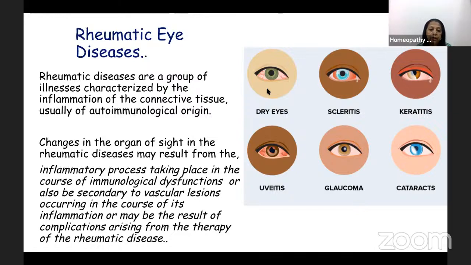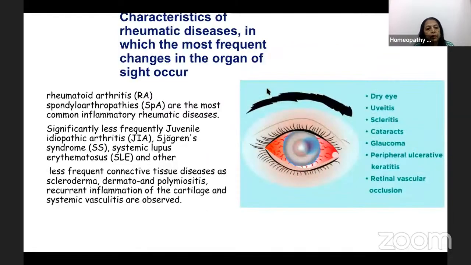Now, what are the inflammatory diseases we have? Most common is rheumatoid arthritis and spondyloarthropathies. These are the two most common diseases. Other, less frequent diseases are juvenile idiopathic arthritis, Sjogren's syndrome, systemic lupus erythematosus, and other connective tissue diseases like scleroderma and many other diseases.